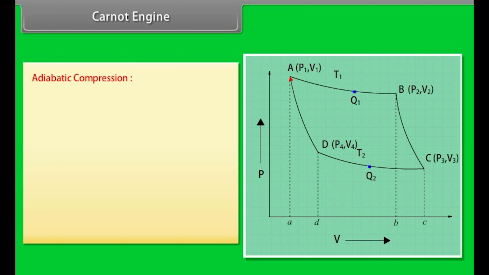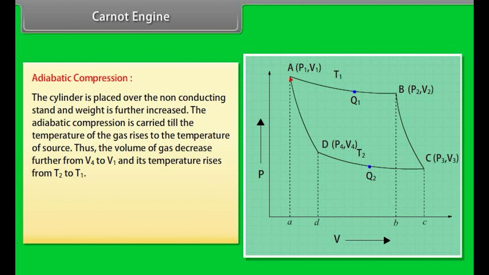Adiabatic compression. The cylinder is placed over the non-conducting stand and weight is further increased. The adiabatic compression is carried on till the temperature of the gas rises to the temperature of the source. Thus, the volume of the gas decreases further from V4 to V1 and its temperature rises from T2 to T1. In a Carnot cycle, Q1 by Q2 is equal to T1 by T2.